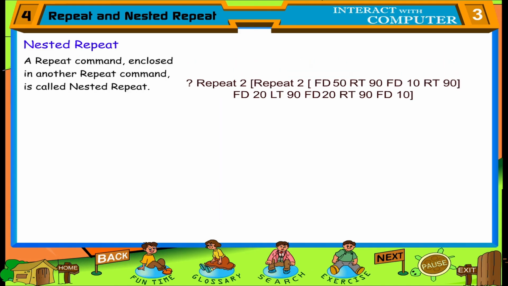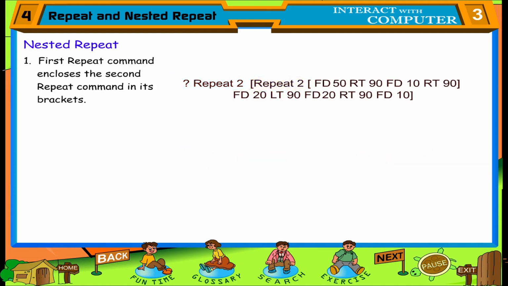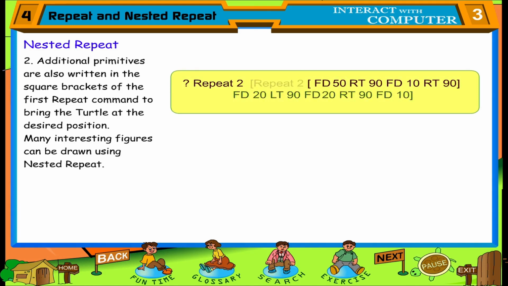A repeat command enclosed in another repeat command is called nested repeat. The first repeat command encloses the second repeat command in its brackets. Additional primitives are also written in the square brackets of the first repeat command to bring the turtle at the desired position. Many interesting figures can be drawn using nested repeat.